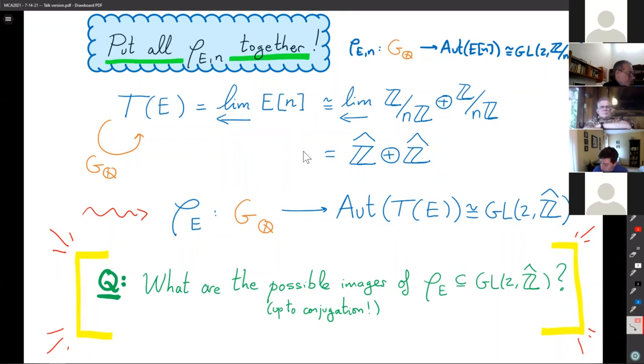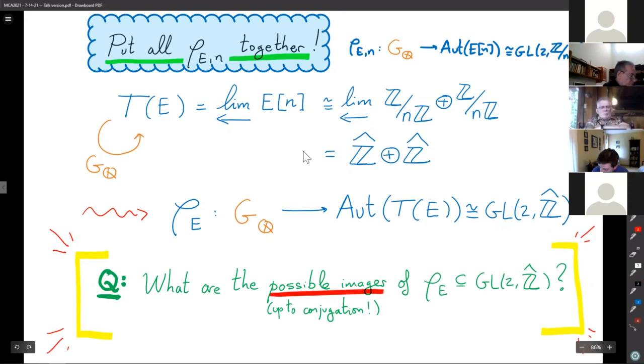And the question is, what possible images can we find? If we have an elliptic curve, build a representation, look at the image of this Galois representation and see what subgroup you get of GL2(Z hat). Because the image depends on what basis you've chosen, the images are well-defined only up to conjugation. So you want, up to conjugation, subgroups of GL2(Z hat) that can appear as images of these Galois representations.